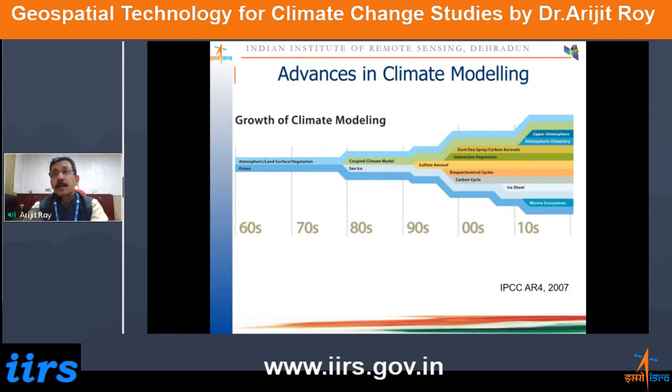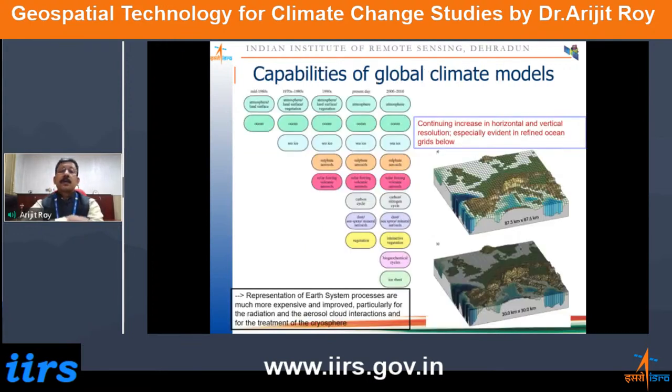And in the last decade, we started using various other aspects like the upper atmosphere, atmospheric chemistry, ice sheets, marine ecosystems, and various other components which have gone into the models and made them very complex. But their accuracy has also increased because of it. And the capability which we have now is a very, very high resolution. We have improved upon this resolution to a great extent.